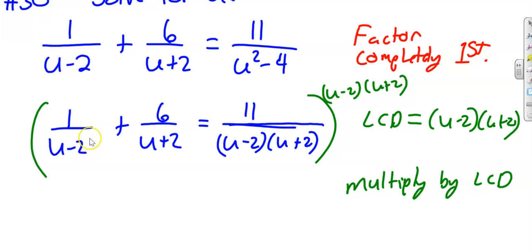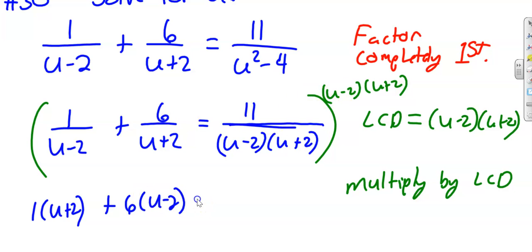So doing that, the u minus 2 would cancel this u minus 2. That's going to leave us with 1 times u plus 2. On the second part of the expression, the u plus 2's would cancel, and that will leave you with the 6 and then a u minus 2. And on the right side, the u minus 2's cancel, the u plus 2's cancel, so everything cancels here and leaves you with just 11.